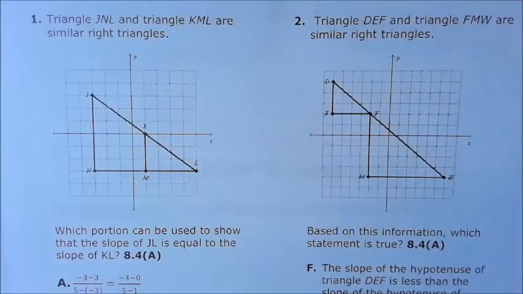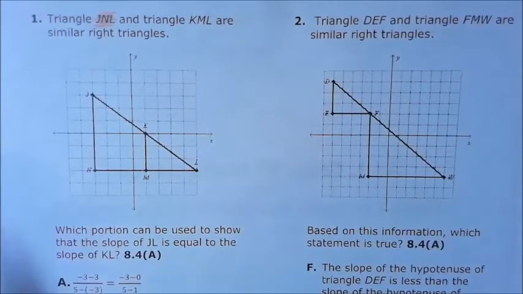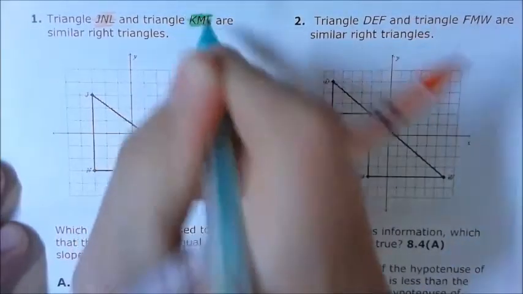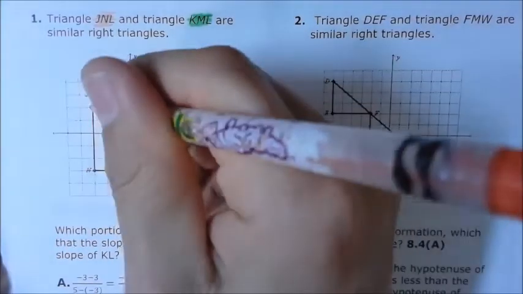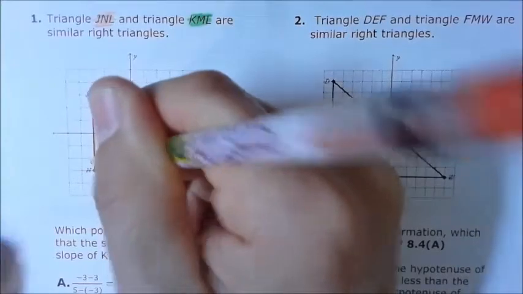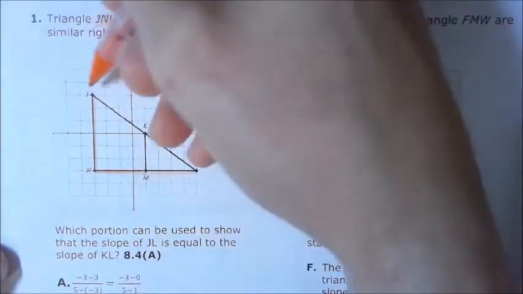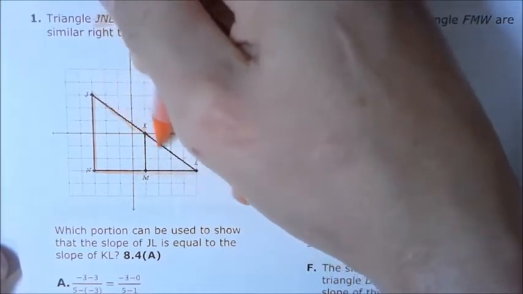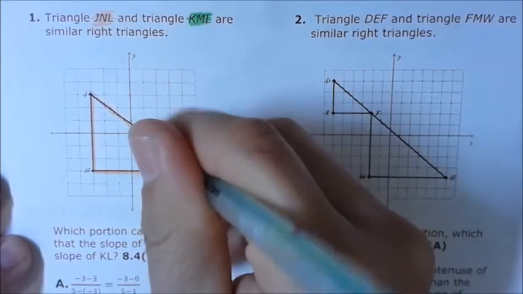Alright, so now that we've gone over that, let's go over our test. So let's take a look at question number 1. Question number 1 says, triangle JNL, and I'm going to highlight these, JNL, and triangles KML are similar right triangles. So let's take a look at our triangles. What I want to do first, and what I think you should always do, is highlight your triangles. So here's JNL. That way we know which one's which. And then KML is going to be the smaller one.